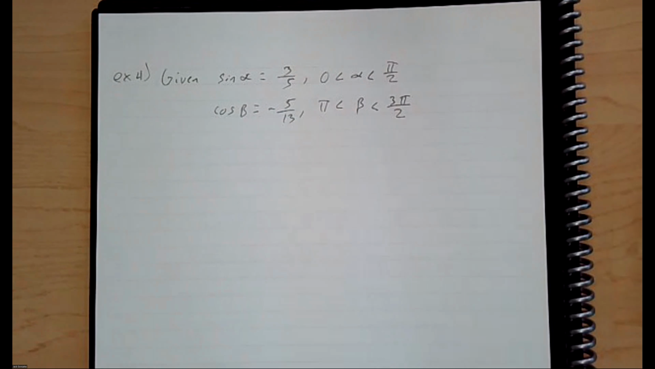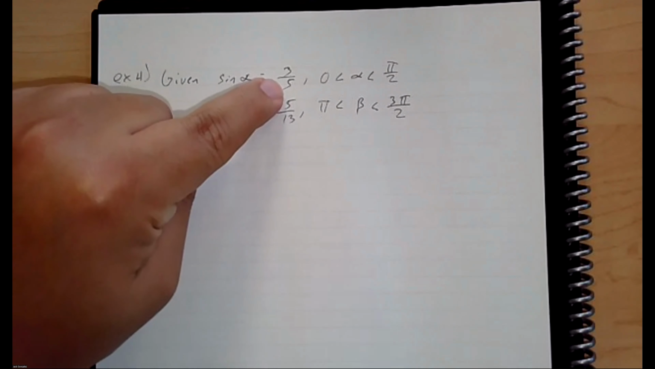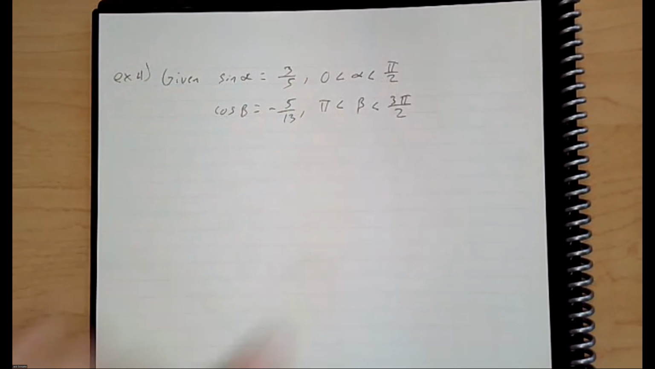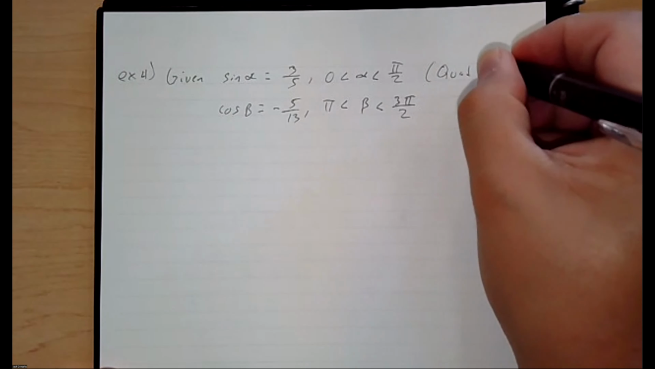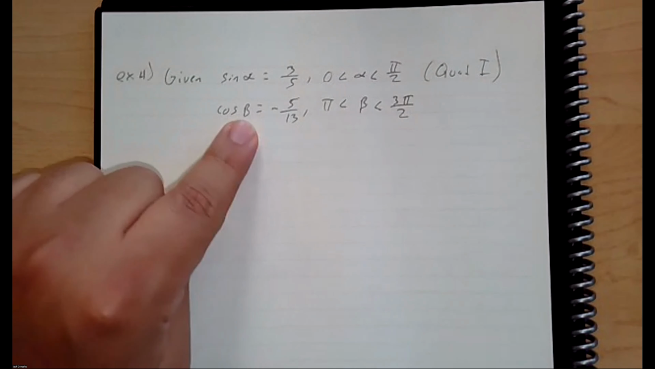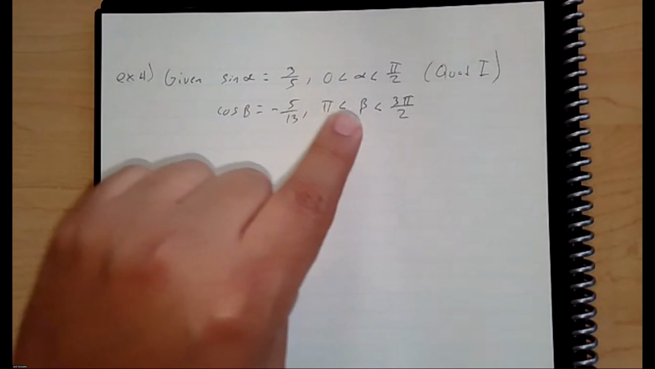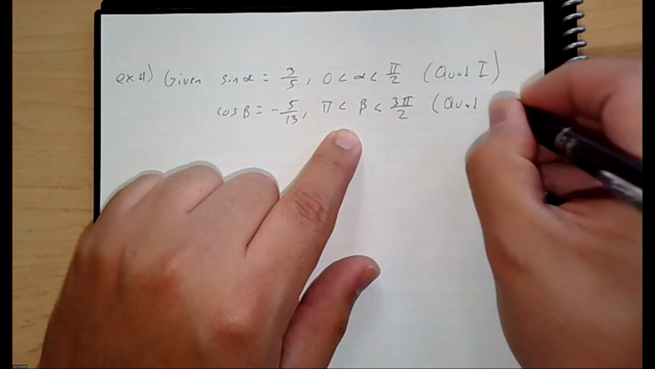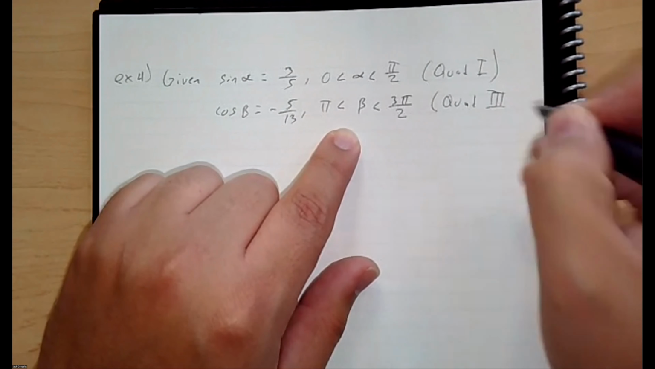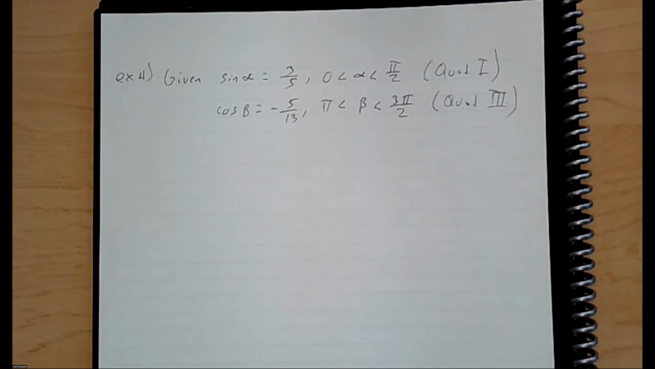What quadrant is alpha in? Can you tell? The sine is positive, and they're telling you 0 to pi over 2. So let's go to your circle. 0 to pi over 2 is the first quadrant. Yeah, has to be. Okay. What about beta? Yeah, that's going to be 3. So now we'll know when we start doing the sine stuff.